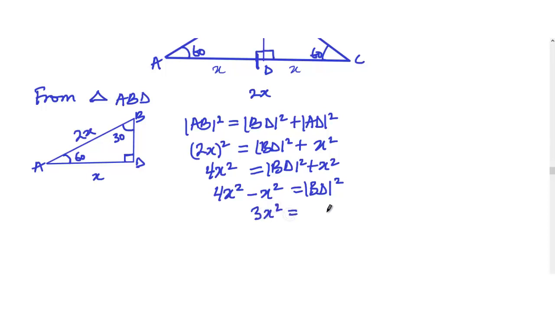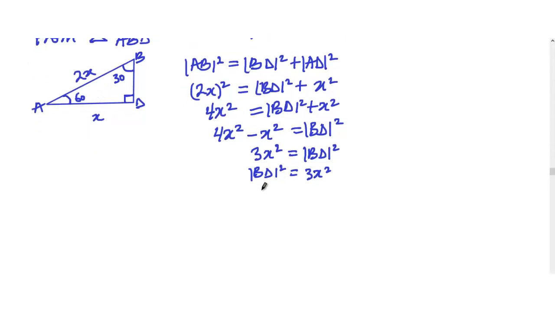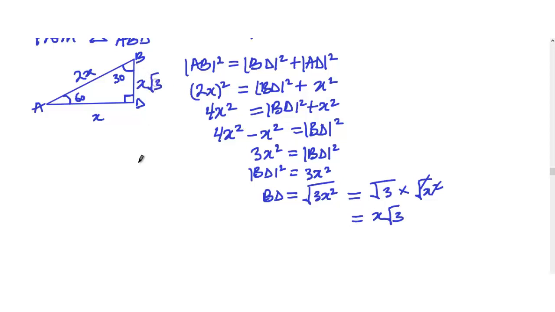So 4x squared minus x squared is 3x squared, equal to BD squared. So we can say BD squared is equal to 3x squared. The next thing we do is take the square root of both sides. So BD is equal to the square root of 3x squared. If you decompose this, it gives us the square root of 3 multiplied by the square root of x squared. This cancels this, so this will give us x root 3. So what you're going to have here is x root 3.